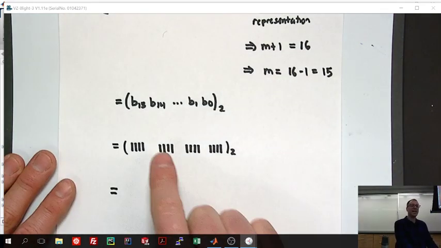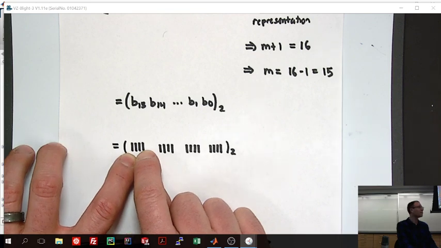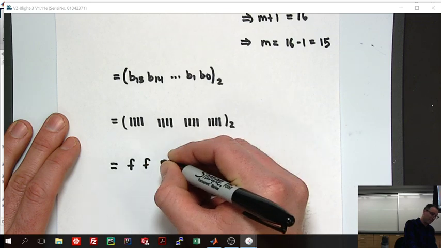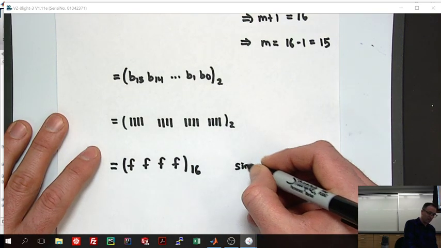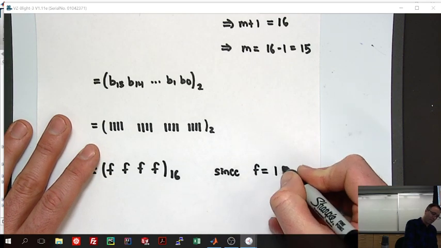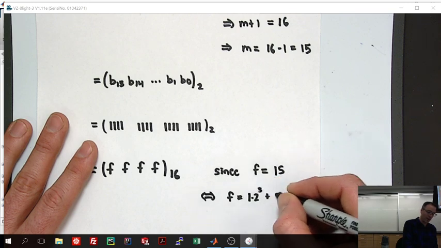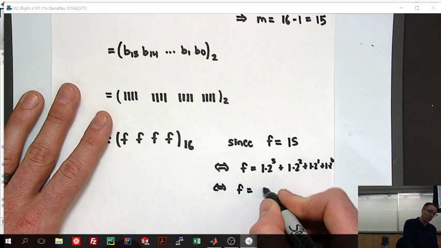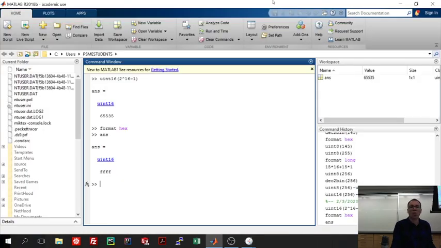We also had this concept that in hexadecimal, what did we say about each group of 4 ones? It represents the letter F, because this thing is 15, right? It's 1 below 16. Another way to say that is that F is 1 times 2 to the 3 plus 1 times 2 squared plus 1 times 2 to the 1 plus 1 times 2 to the 0, which is to say that F is equal to 2 to the 4 minus 1. That is exactly what MATLAB is saying here. The bit string stored in this hexadecimal number is this one.